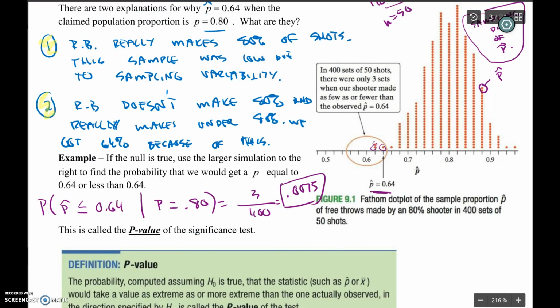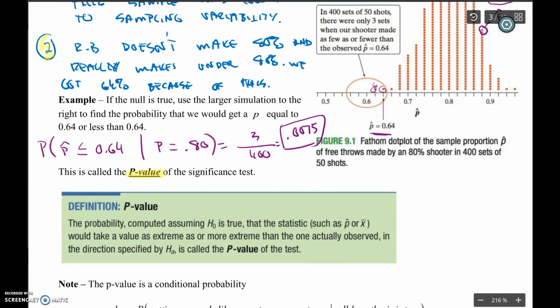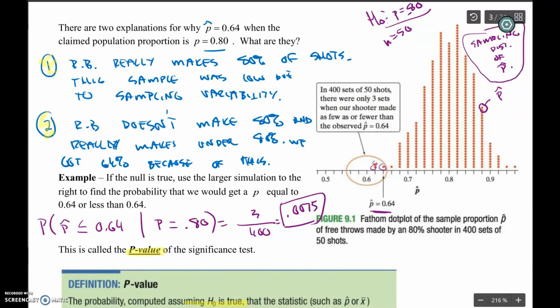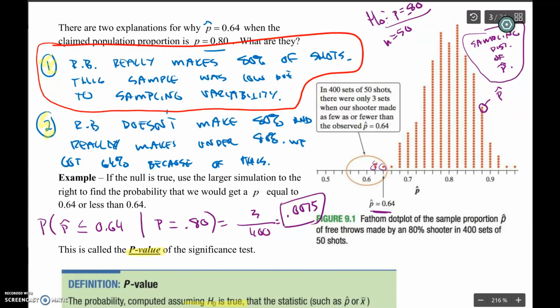This is called the p-value of the significance test. The p-value is the probability computed under the assumption that the null is true, that the statistic would take a value as extreme as or more extreme than the one we actually observed, in the direction of the alternative. So what does this value tell us? Given the null is true, how likely is it that we would get a sample like the one we got, or even more extreme? The chance of that happening is less than 1%.